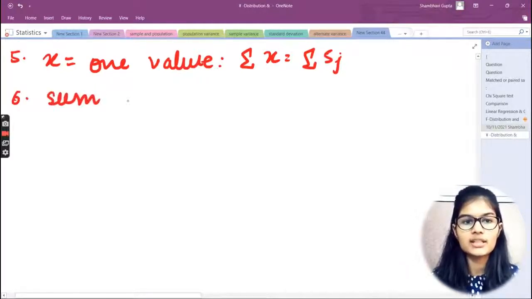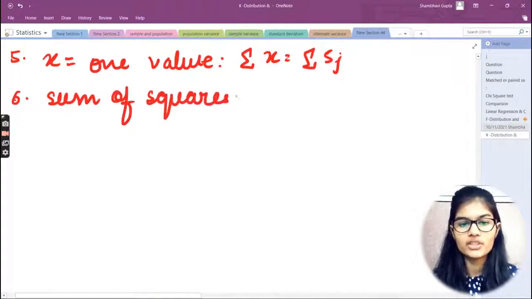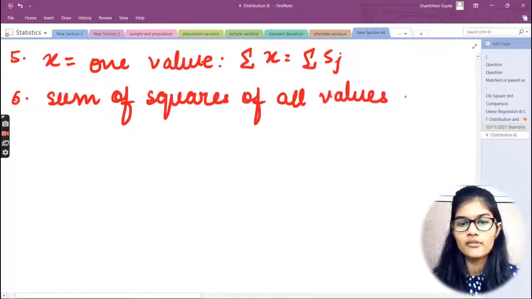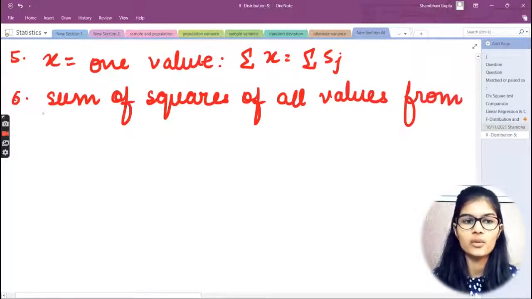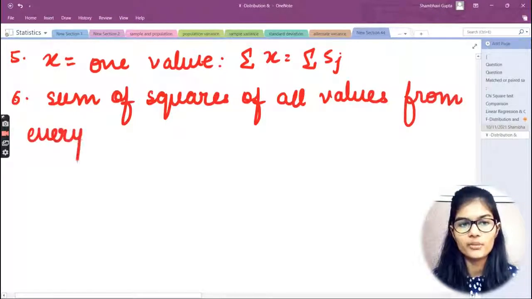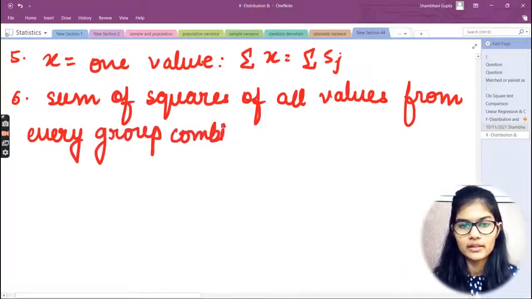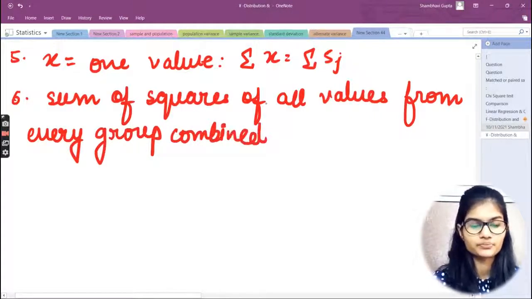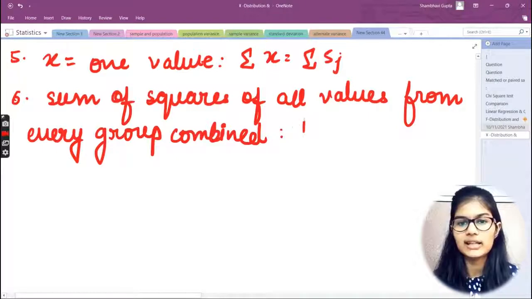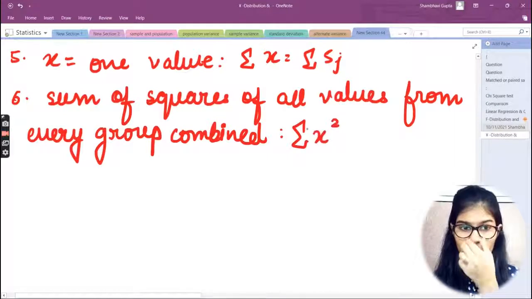Next we are having the sum of squares of all values from every group combined. So yes, next we are having sum of squares of all values from every group combined, and what's that? That's sigma of, and here we go with the x square. So that's the sigma of x square, right?